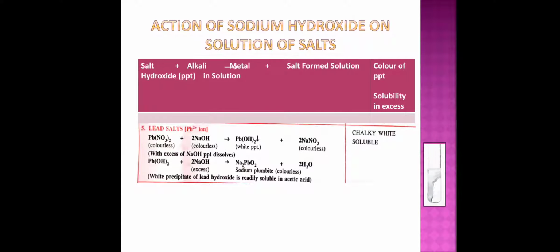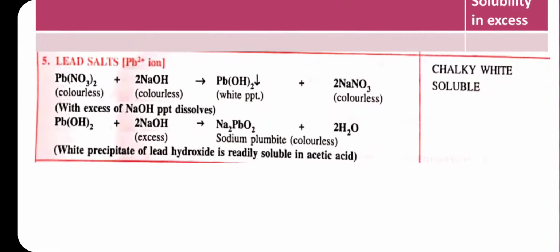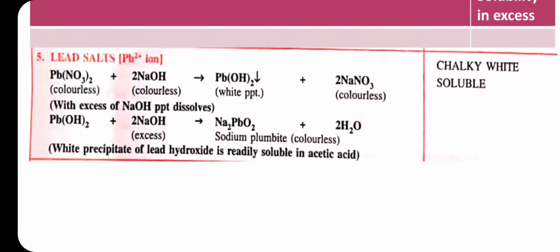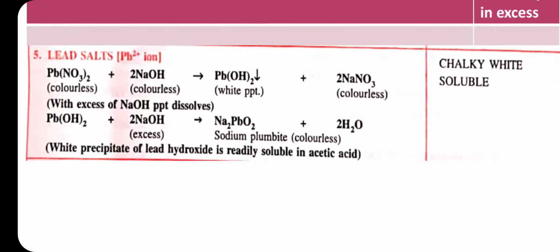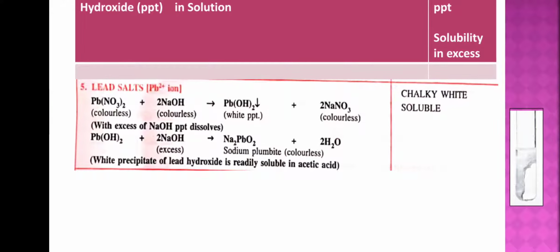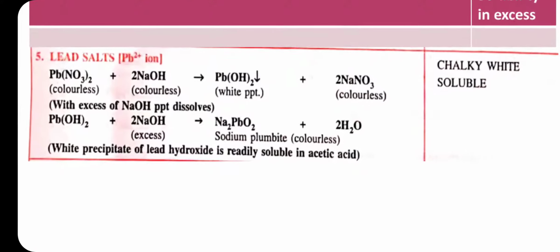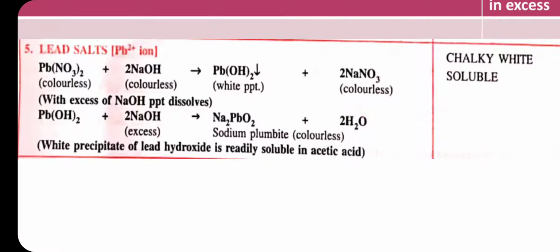Now let us see lead salts. Lead salts, like lead nitrate, when made to react with NaOH, give us a white precipitate, a chalky white precipitate of lead hydroxide. So a chalky white precipitate of lead hydroxide is formed. And this precipitate is soluble in excess of NaOH.